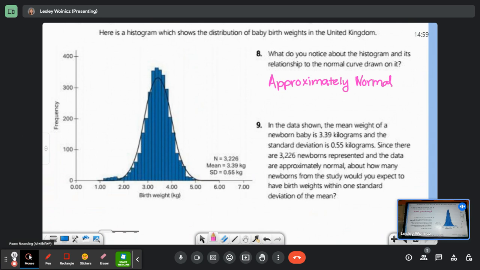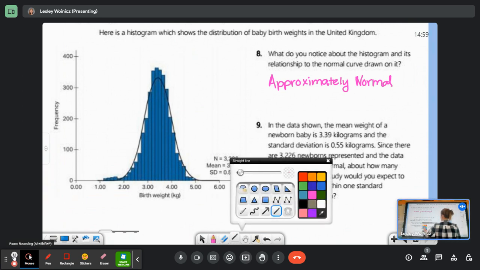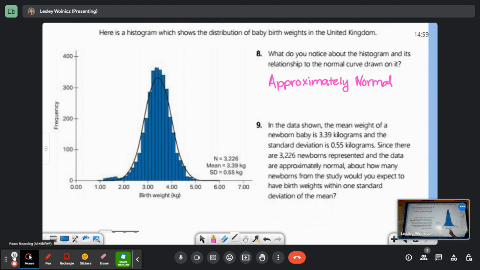In the data shown, the mean weight of a newborn baby is 3.39 kilograms. Let's draw that on here. I like to do the mean in red. 3.39, so a little bit less than 3.5. Did I do that right? That looks pretty good.